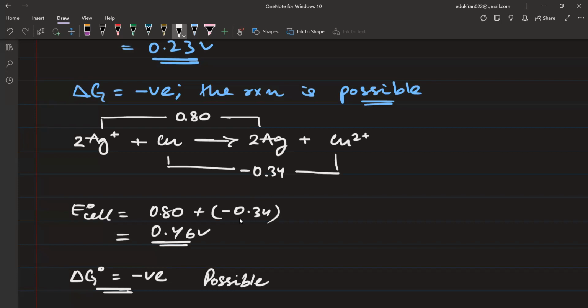As you can see, it is very similar and it is using the same concept of what we learned in the feasibility of reaction through electrochemical series. But here we are using the data. If you have been given the data, then it is well and good. What you have to show is that E naught cell is positive, and that is why delta G naught will be negative.